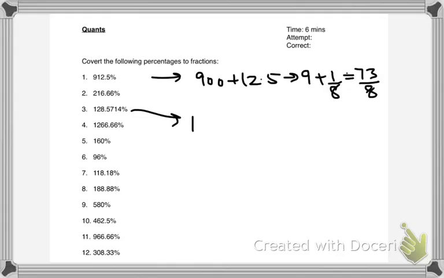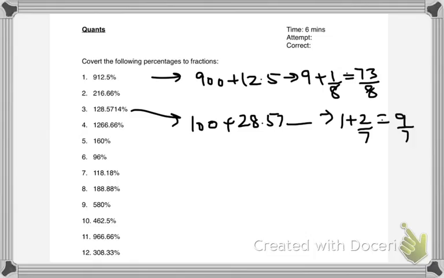Now taking up the fraction number 3, you can break this 128.57% into 100 and 28.5714. Now this whole can be written as 1 plus this 28.57, which is equivalent to 2 by 7. So ultimately your fraction will become 9 by 7.